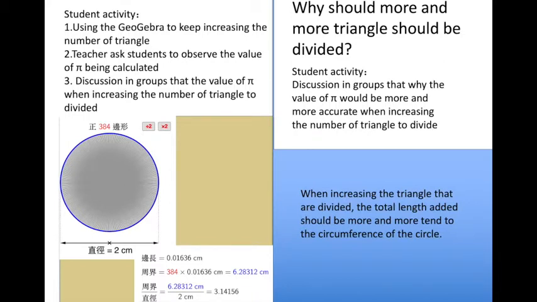After that, the teacher can ask the student, why should more and more triangles be divided? And the students have the activity to discuss why the value of pi will be more and more accurate when increasing the number of triangles to divide. And after that, the teacher can give some comments on the students' answers and tell them that when more and more triangles are divided, the total length added should be closer and closer to the circumference of the circle.